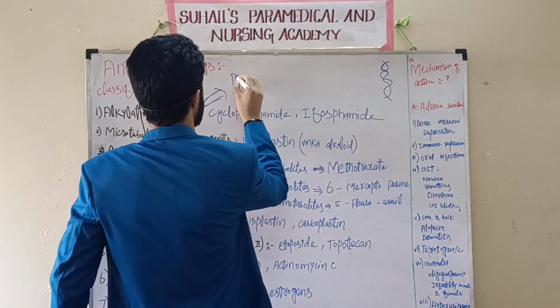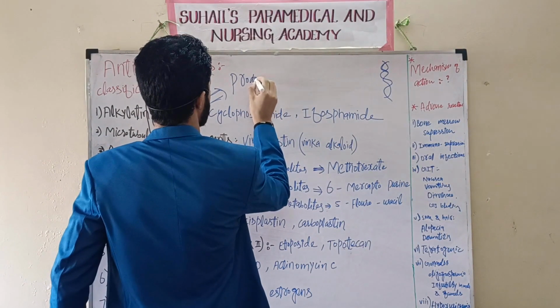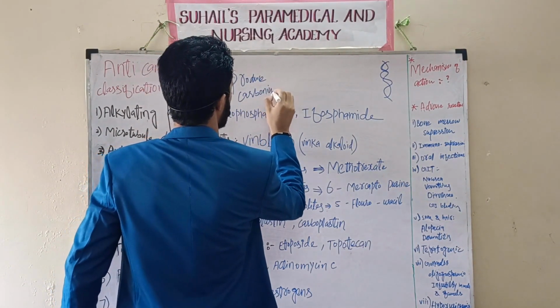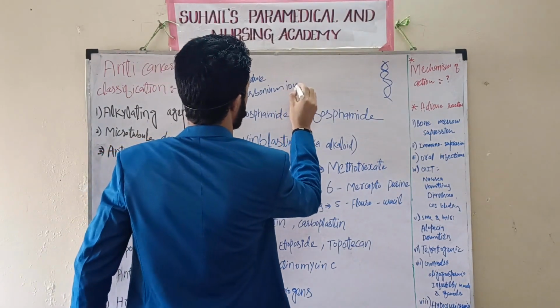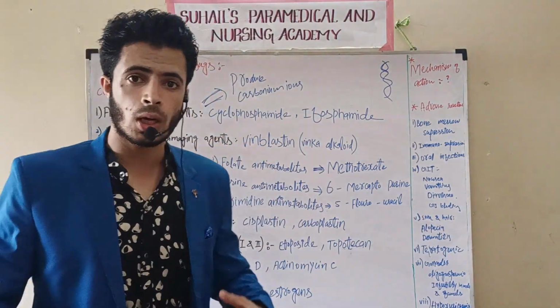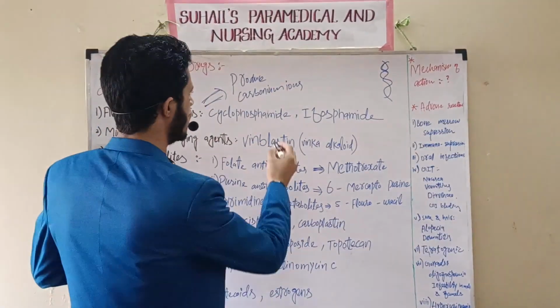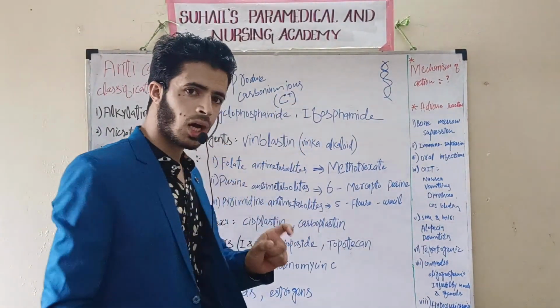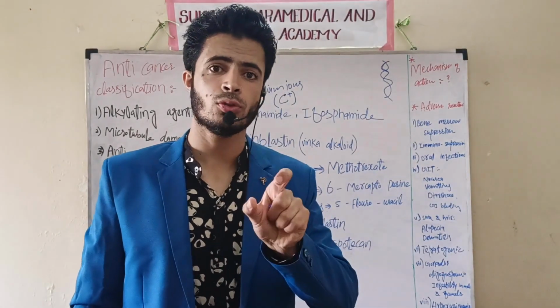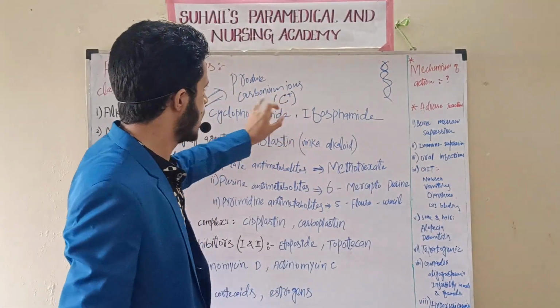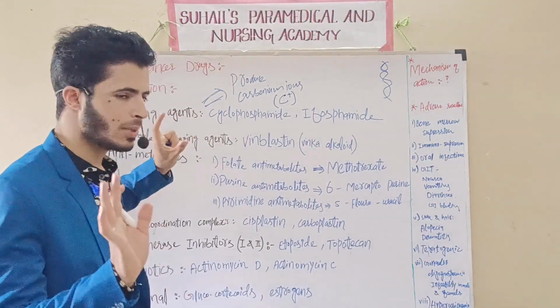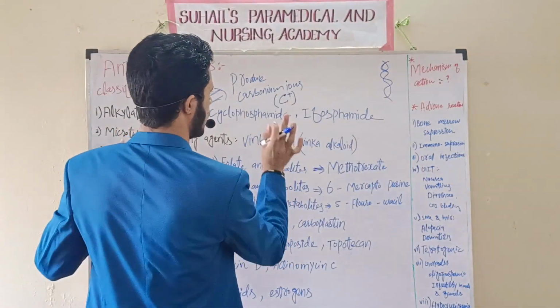The alkylating agent will produce carbonium ions. Now you will think, what is a carbonium ion? Suppose C positive is a carbonium ion. It is a carbon, but the carbon has a positive charge. These carbonium ions will be produced by the alkylating agents. Okay, this much is simple. It will produce carbonium ions.